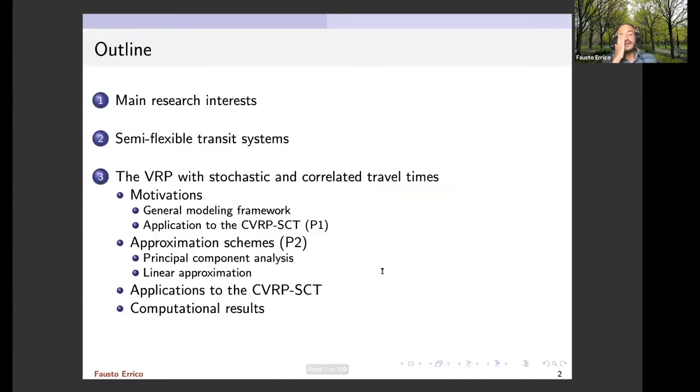I organized this presentation in three main parts. The first two are very, very brief. So I'm just speaking a little bit generally about my research interests in terms of application, in terms of model methods. I have just 2 slides on that.